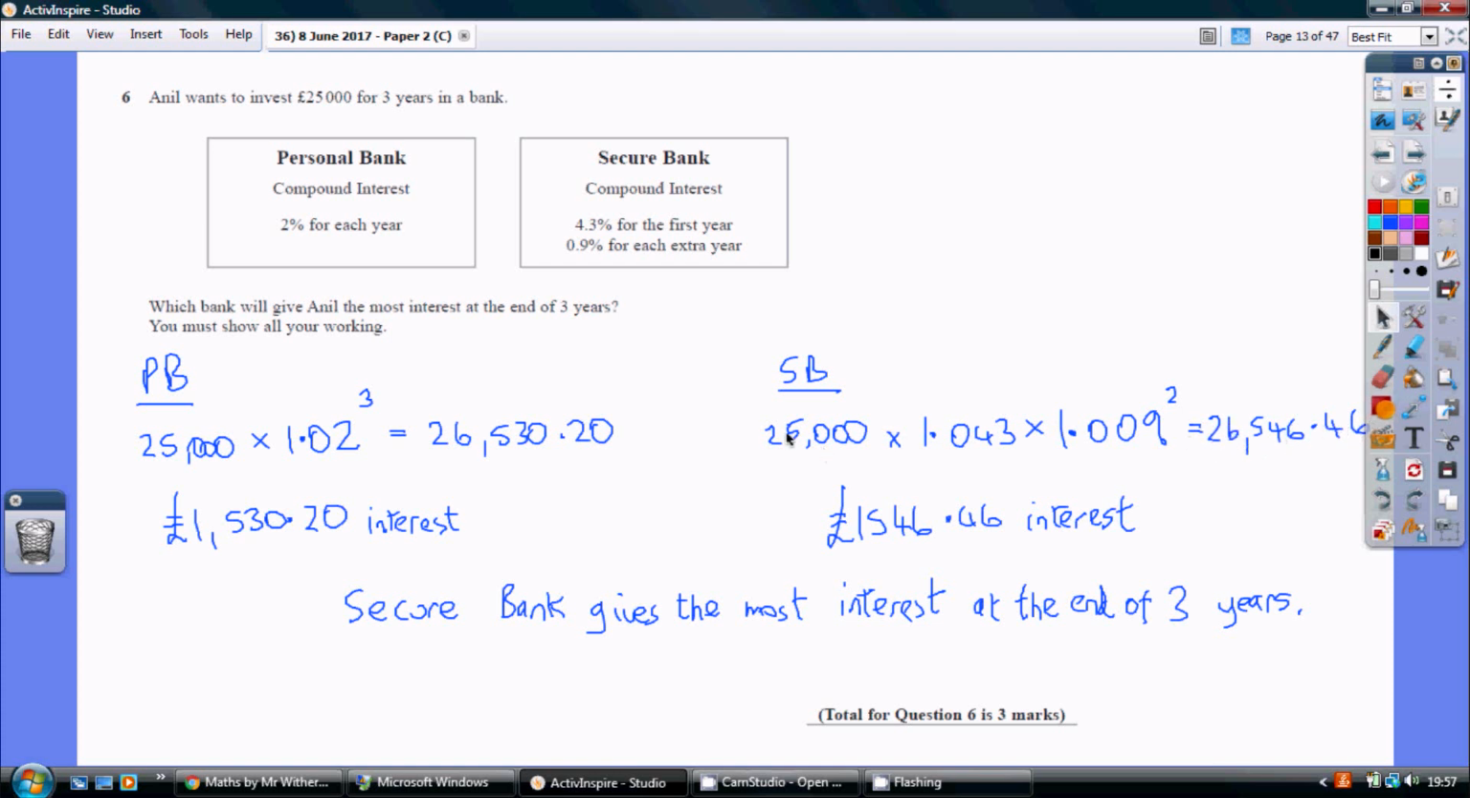So take away the initial amount invested, giving him an interest of 1546.46, which is slightly better. So you can then conclude that Secure Bank gives the most interest at the end of 3 years.